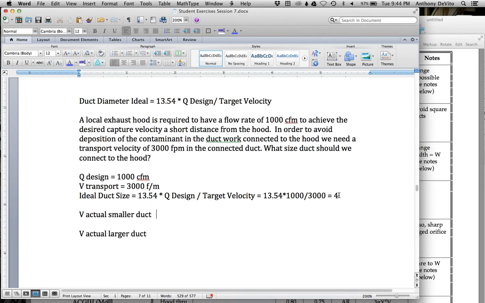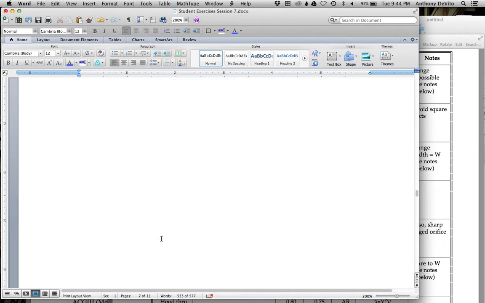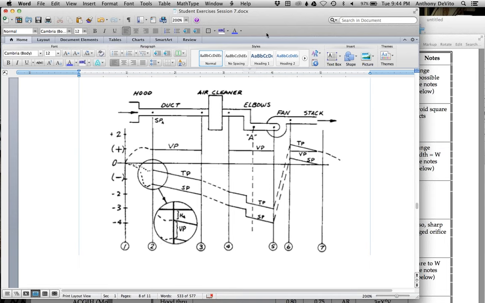Well, what's the velocity you get in a 5-inch duct? Remember, Q is equal to VA. You might find that that's 2,800 feet per minute. So you have to make kind of a judgment on that. But you have to analyze, in order to decide what size ductwork you need, what your transport velocity is going to be and what quantity of air you're going to move through there. You know what quantity of air you're going to move through there because it's whatever you need to get that hood to work, right?